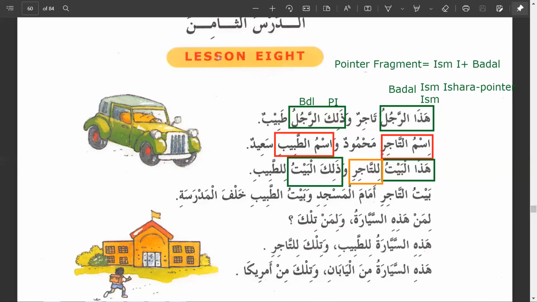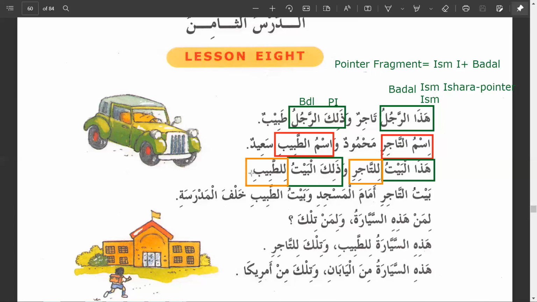Okay. And then we have which fragment? Lit tabibi is which fragment? Idafa? No. Idafa has both ism, an ism and another ism. But this one has a harf jar and an ism majroor. So this is a harf jar fragment, jar majroor. Harf jar and ism majroor. That's why it's called jar majroor. Say it with me: jar majroor, jar majroor fragment. Okay. So the orange ones are jar majroor fragments, greens are pointer fragments. And these red ones are which fragment? Idafa.